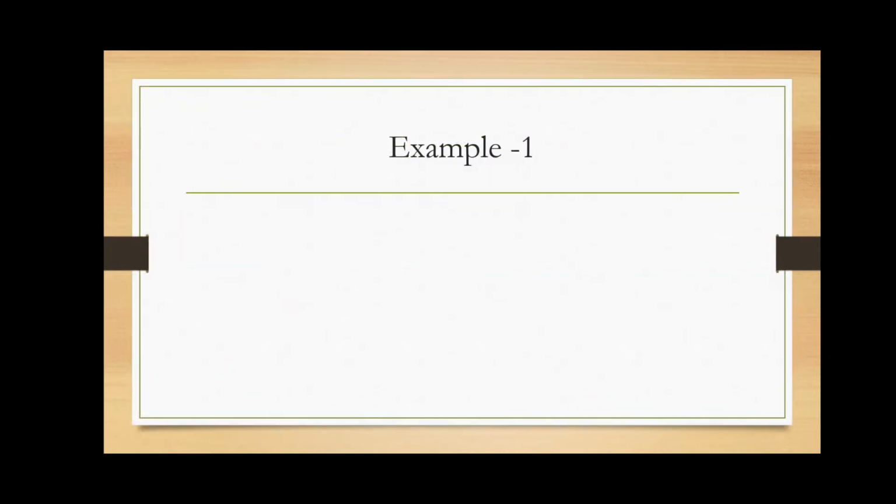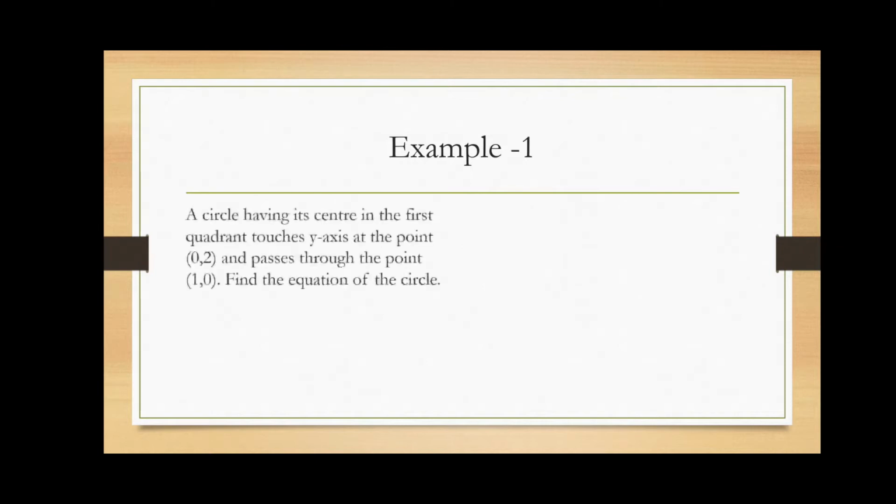So let us take the first one. The question is, a circle having its center in the first quadrant touches the y-axis at the point (0, 2) and passes through the point (1, 0). You have to find the equation of the circle. Obviously, in such cases we first need to draw the figure. We need to understand what the question is given, and then we are going to solve. So let us draw the figure.